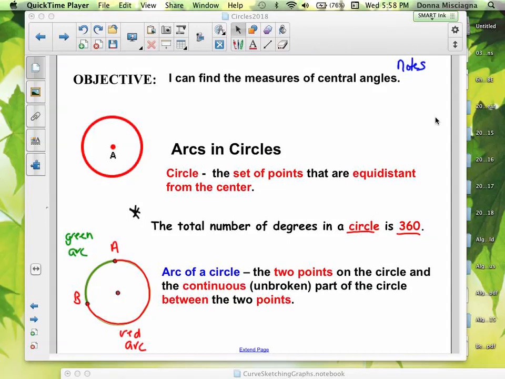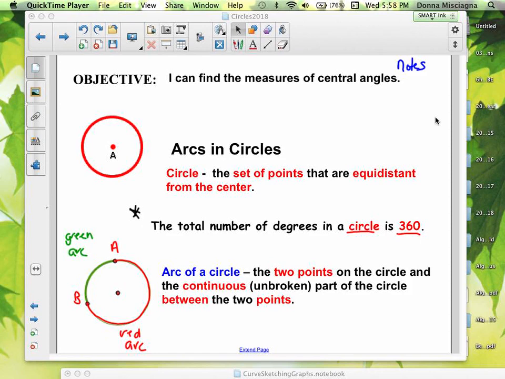Welcome back. We're going to be looking for the measures of some angles in arcs in circles, and this is our first relationship, and that's the measures of central angles. We're going to find the measures of some other types of angles as well, including inscribed angles and angles that share the same arc, and tangent chord angles, and angles that are formed by intersecting chords, and angles outside the circle. This is our first relationship, though.